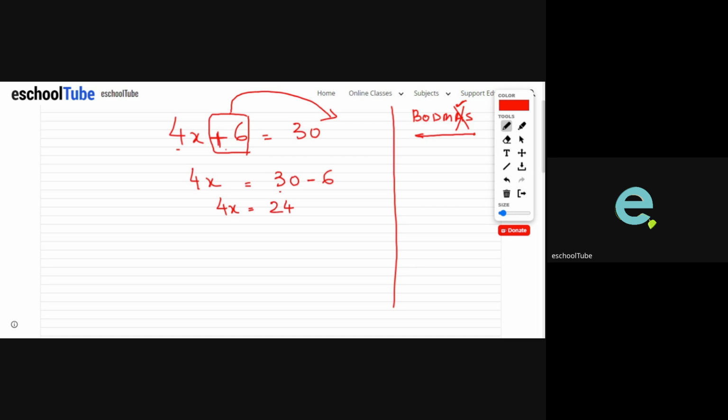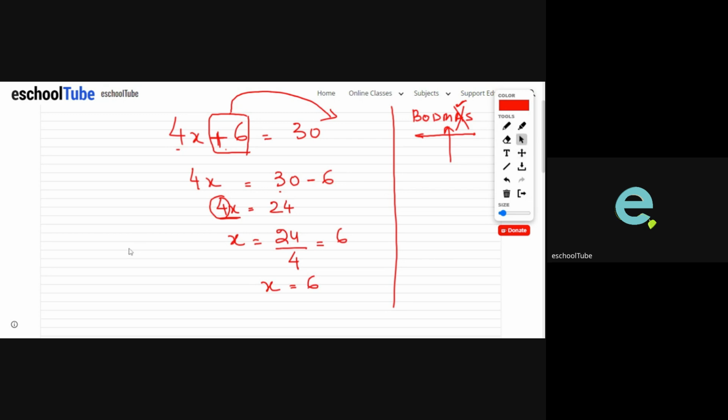Now you have to remove multiplication. Multiplication will become division. So x will be, by the inverse operation, 24. x is equal to 24, multiplied by 4 becomes divide by 4. So 24 by 4 is 6. So your answer is x equal to 6.